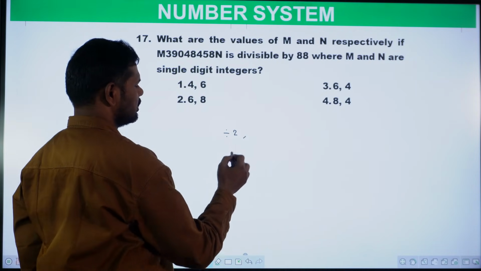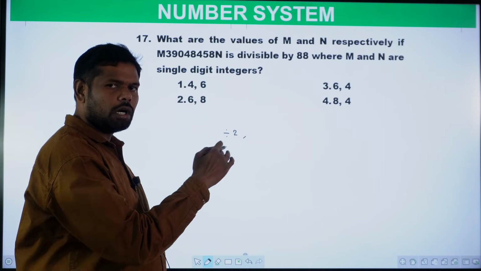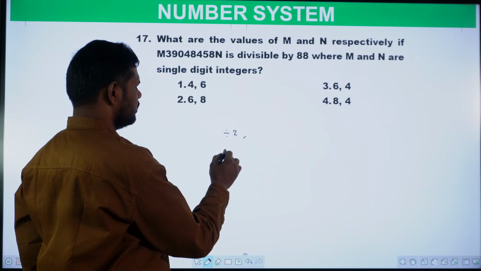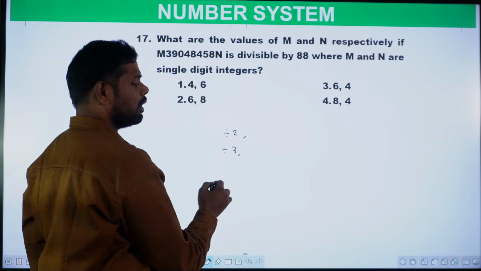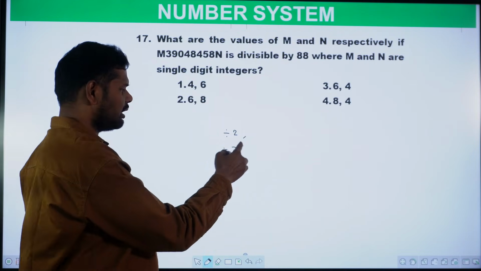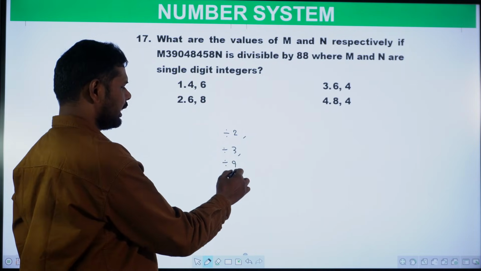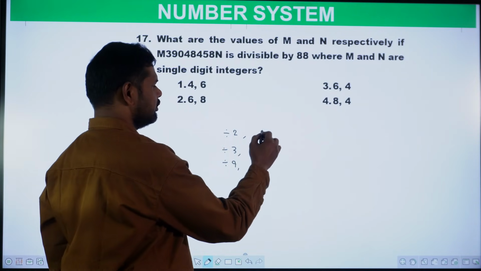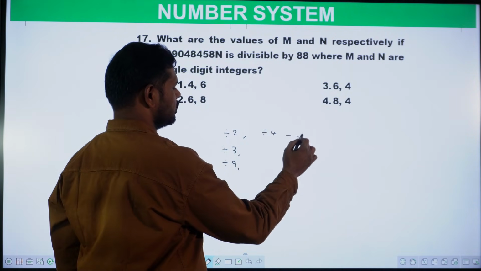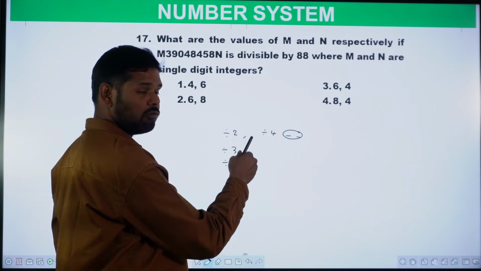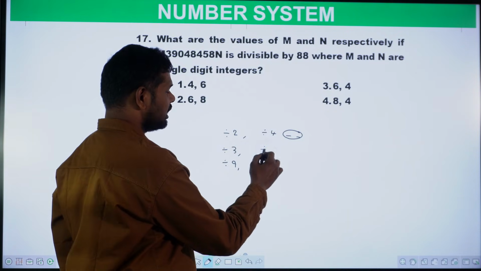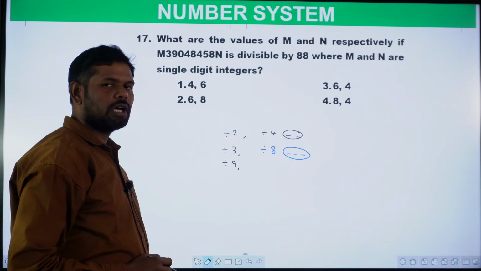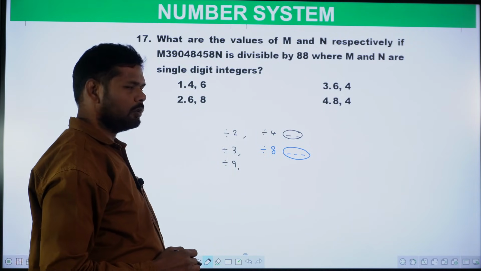Divisibility by 2 means the last digit is 0 or an even digit. Divisibility by 3 means the sum of all digits of a given number is a multiple of 3. Divisibility by 9 also means the sum of all digits is a multiple of 9. Divisibility by 4 means the last 2 digits are a multiple of 4 or zeros. Divisibility by 8 means the last 3 digits are zeros or a multiple of 8.